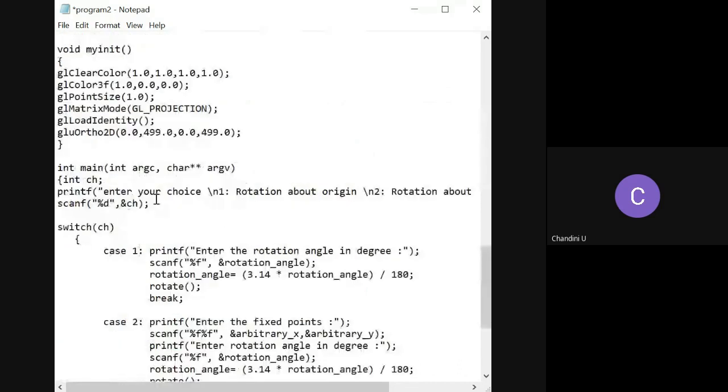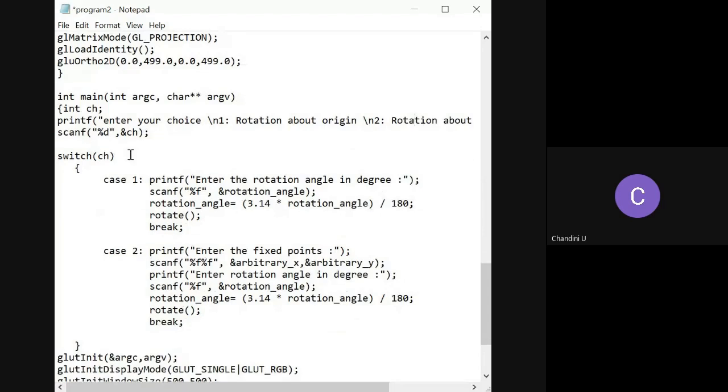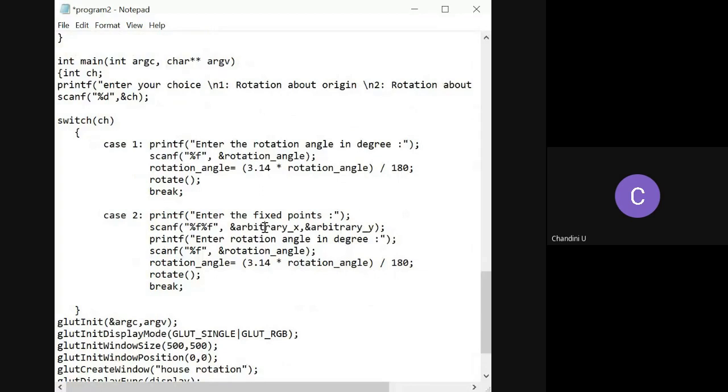Then come to the main function. So either you can choose rotation about origin or rotation about fixed point. So now we have seen how the rotation about origin works. Let us take the case of rotation about fixed point. So when it is a fixed point, obviously you have to give the pivot point position, like xr, yr. So read that from the user. Now read the rotation angle as well, convert it into radians, and then invoke the rotate function.